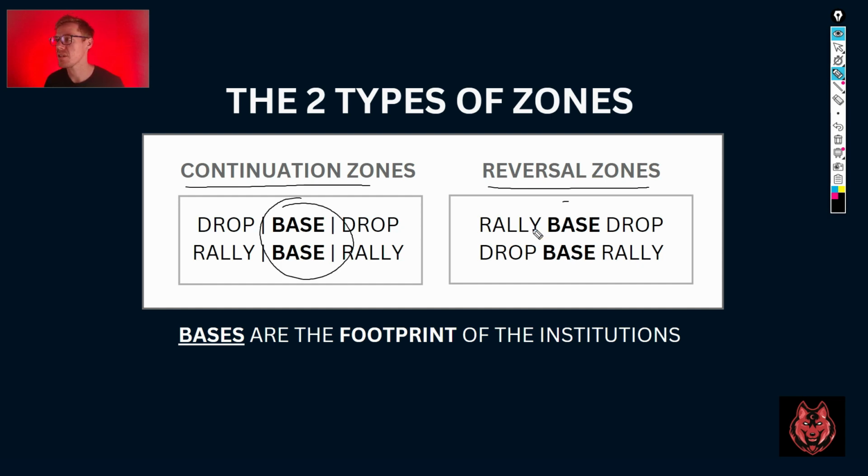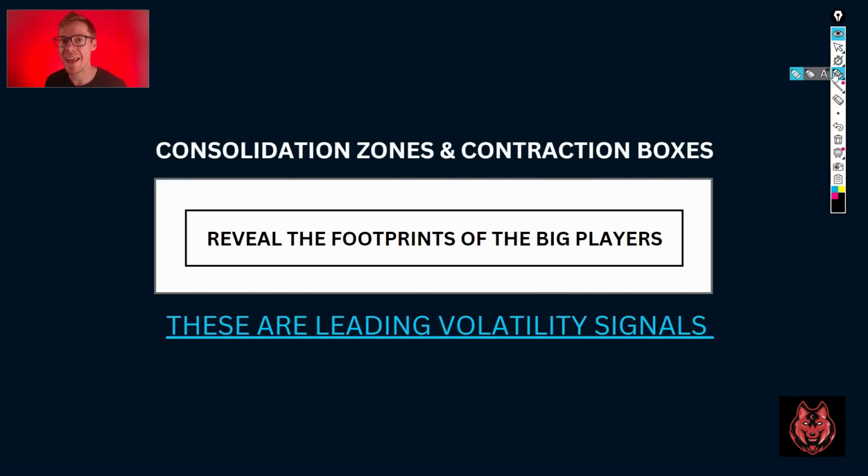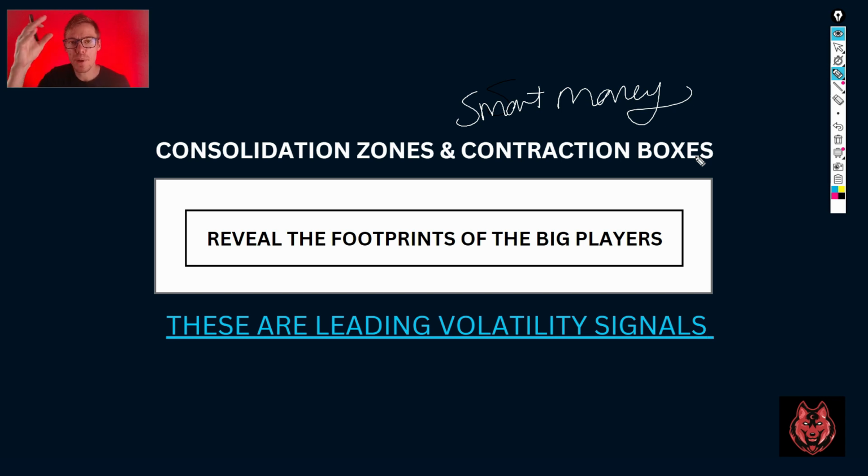The bases are the footprints of the institutions, and our software shows you exactly when these bases are developing. These consolidation zones and the smart money boxes are the key to reveal the footprints of these big market makers. These are incoming volatility signals that allow you to predict the future and know what will happen next.